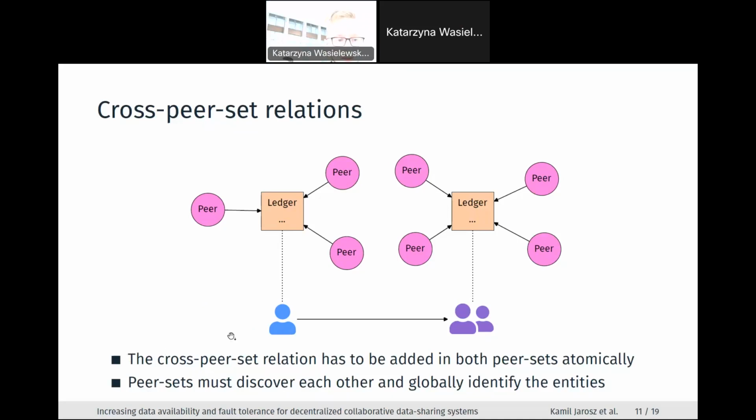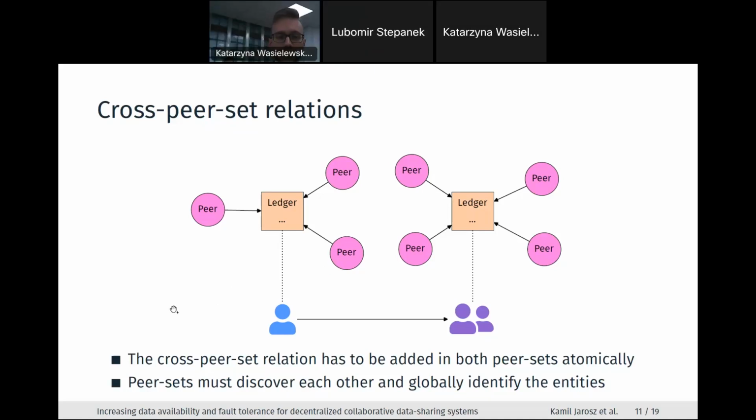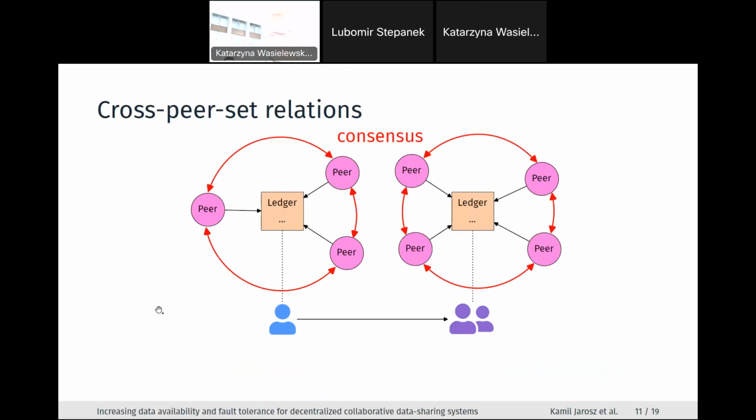And the second problem we have is that peer sets must discover each other globally and globally identify the entities when we reference the entity, right? Because relations are designed as two-way references. So the first peer set has to refer to the second entity, and the second peer set has to refer to the first entity somehow. And consensus protocol works on a peer set level.